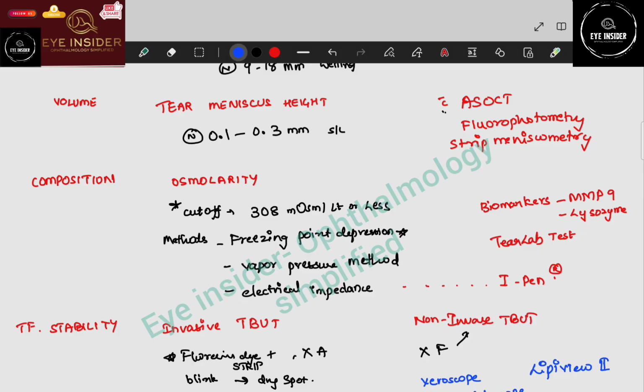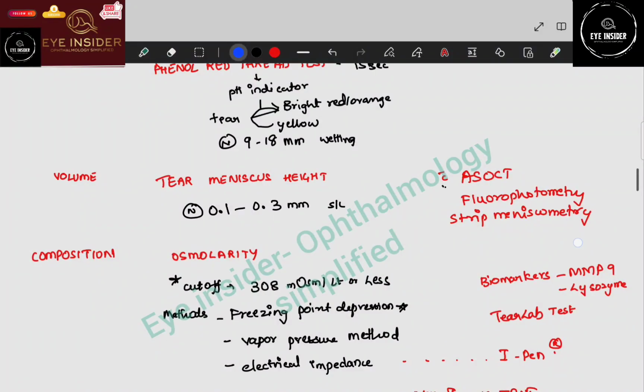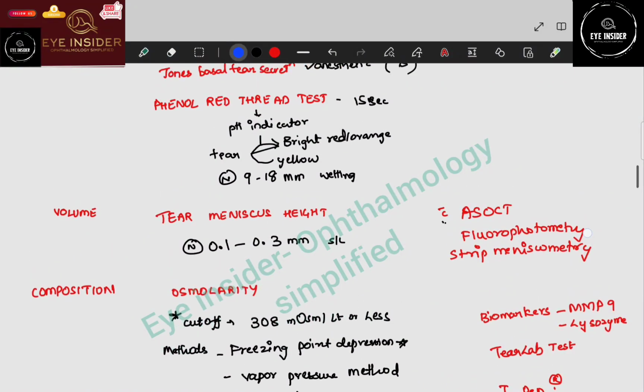So this was regarding the diagnosis of dry eye, the recent advances and all the things which we have discussed in this class.